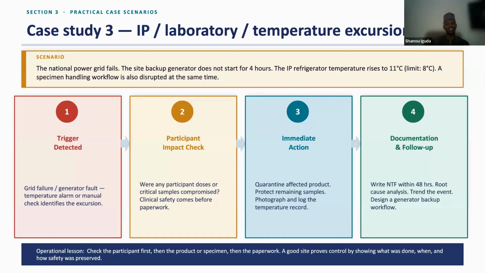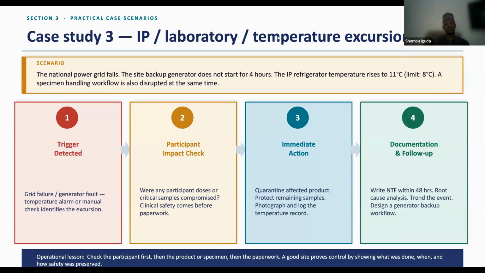So step one is trigger detection. And please, if you have a question, you can ask me while I'm speaking. This either comes from a temperature alarm, if your equipment has one, or from a manual temperature check. Some fridges come with an automated detector. Okay, I think someone has a question, or we can take questions.